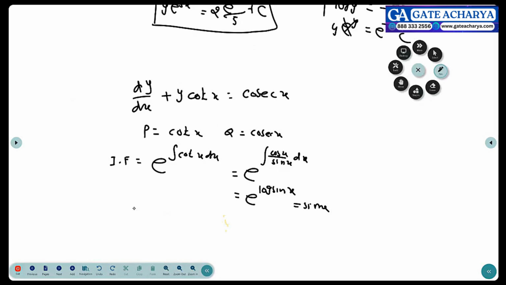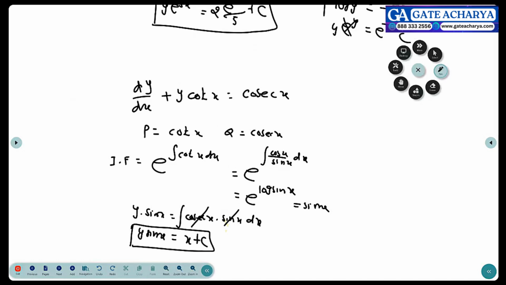What is the solution? Y into the integrating factor, that is sin x, is equal to integral q. Q is cosecant x, into integrating factor sin x, into dx. Cosecant x means 1 by sin, therefore these two are cancelled. Integral dx is x plus c. Therefore, y sin x is equal to x plus c. That is the solution.